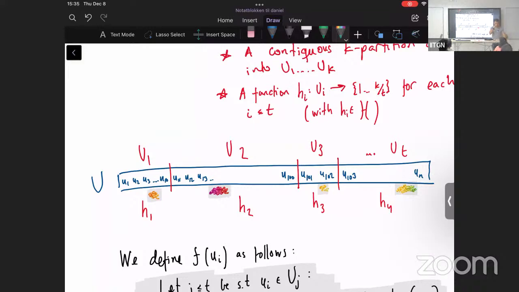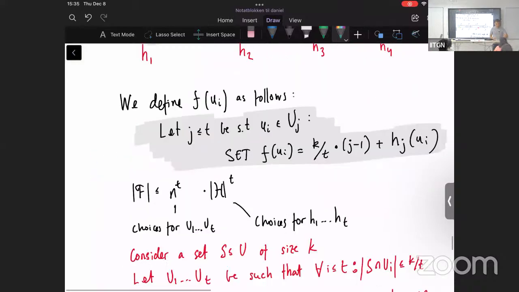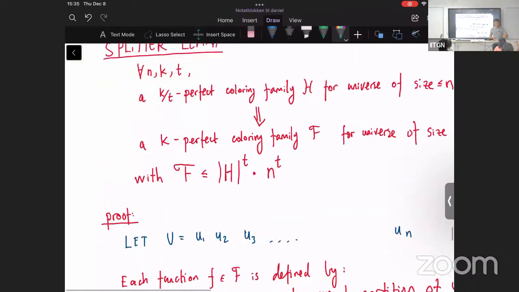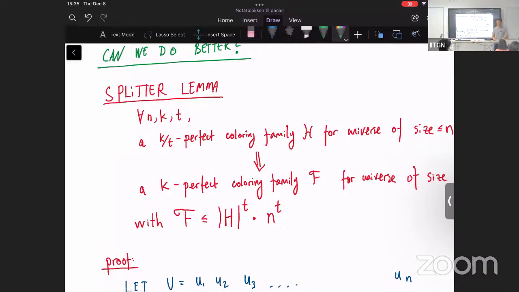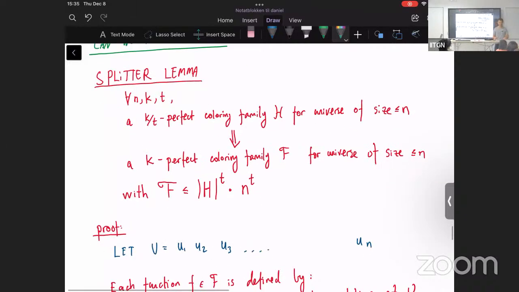So, what does this do? We have now proved the splitter lemma. We've now proved that if I can give you a k over t perfect coloring family H for a universe of size n, then I get a k-perfect family for the same universe size but a much bigger set. So I can now reduce the task of finding k-coloring families for a small but not that small set, to the task of finding perfect coloring families for much smaller sets in the same universe.